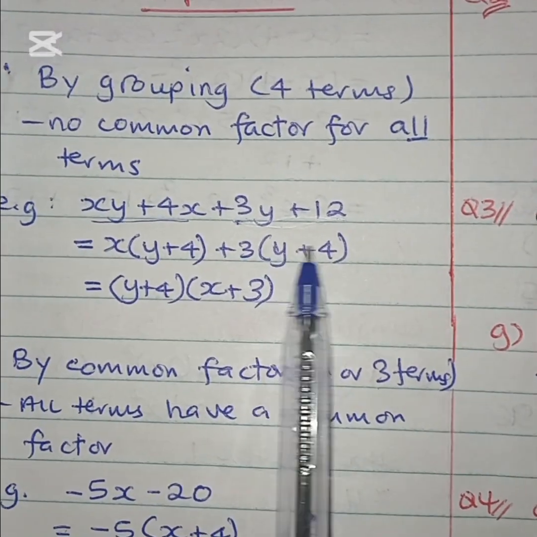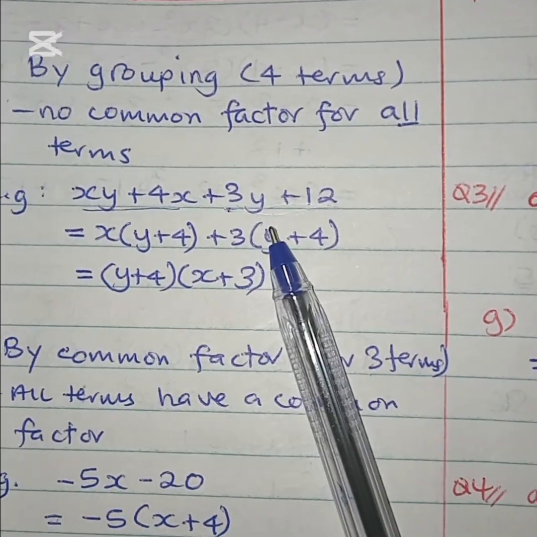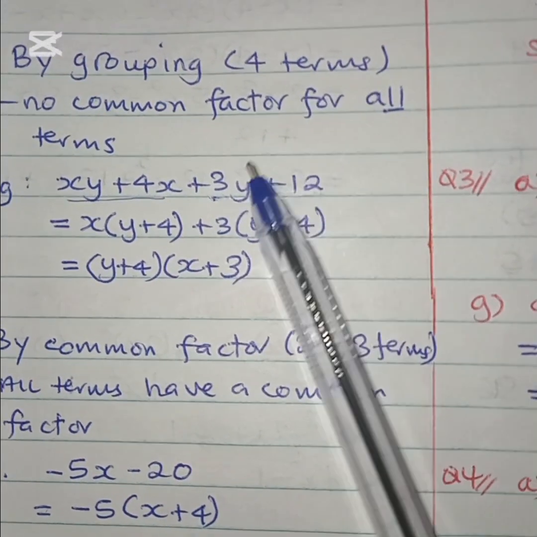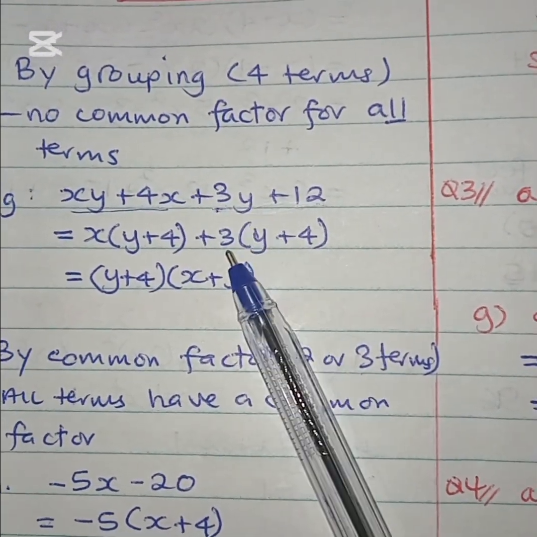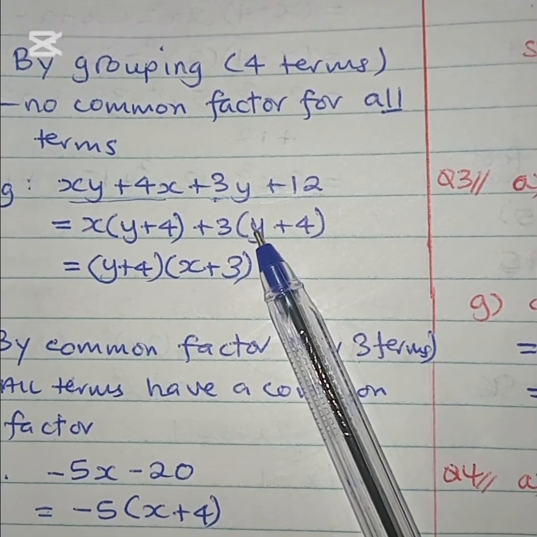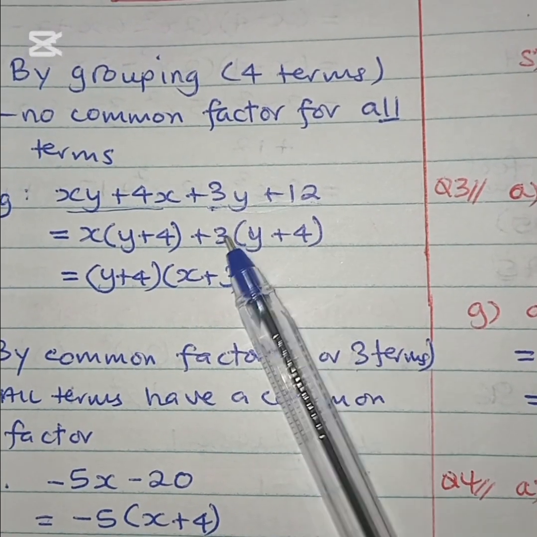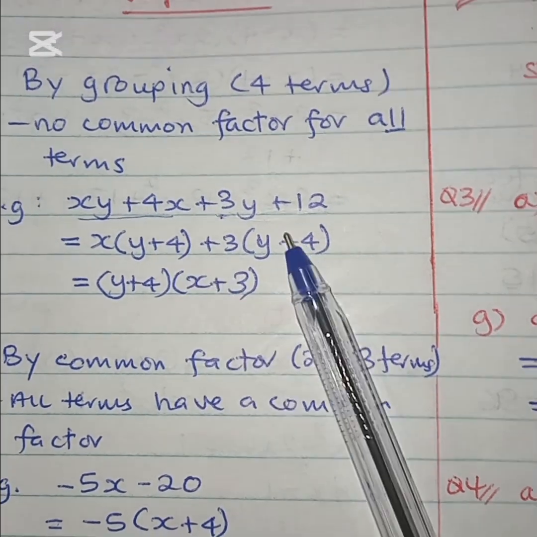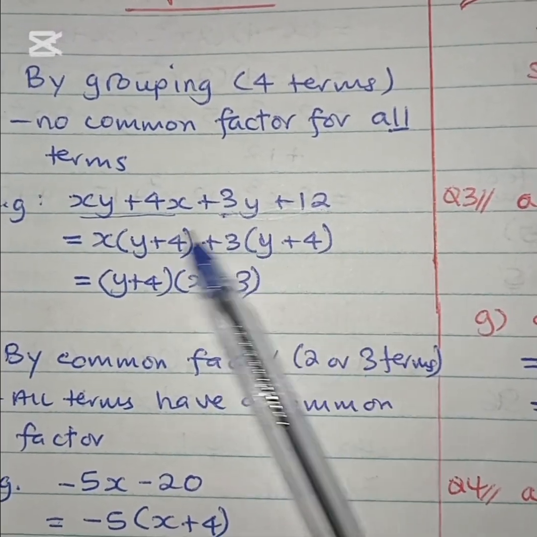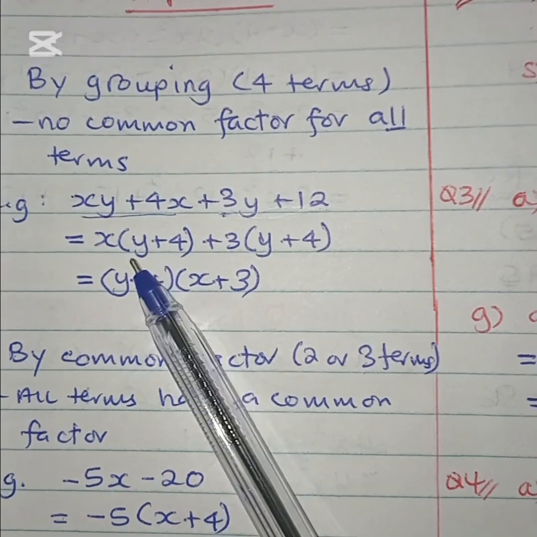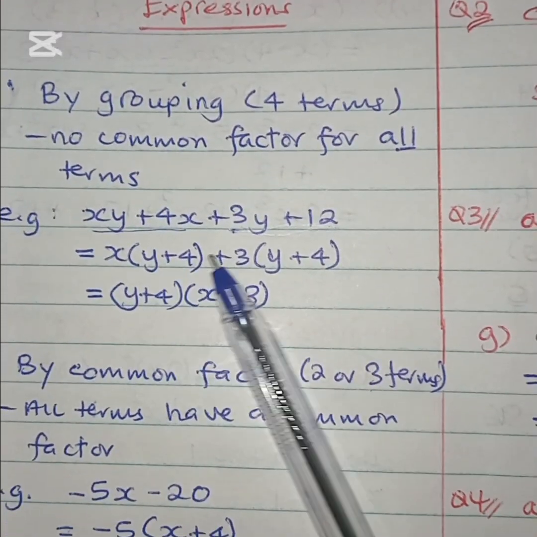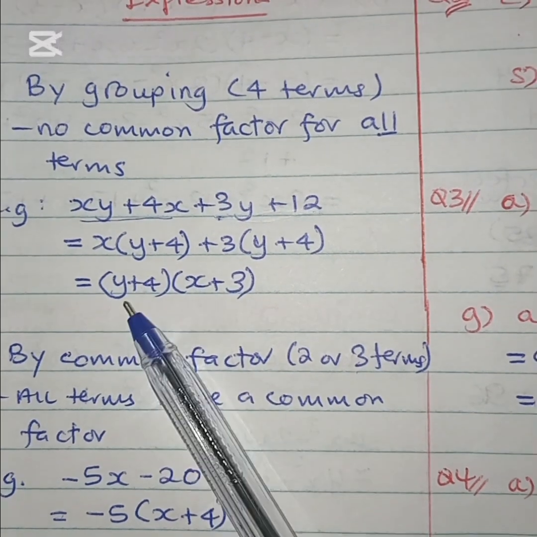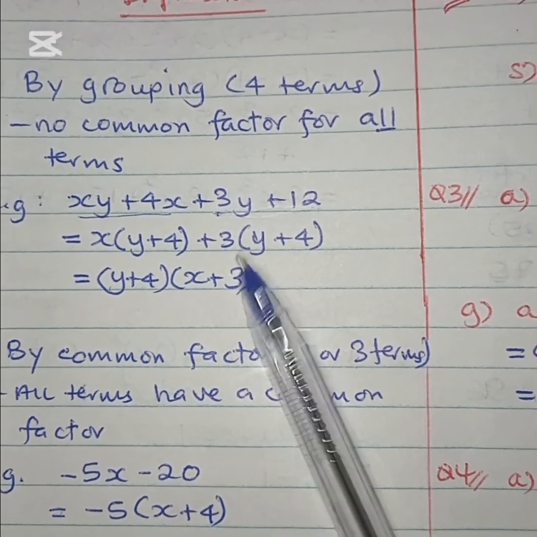We can guess like this. 3 times what will give you 3y? So 3 times y gives 3y. Or we can divide: 3y divided by 3 gives y, and 12 divided by 3 gives positive 4. After we group and factorize, we combine the factors together. So y plus 4 is the common factor for both groups, y plus 4. And the other factor is x plus 3.